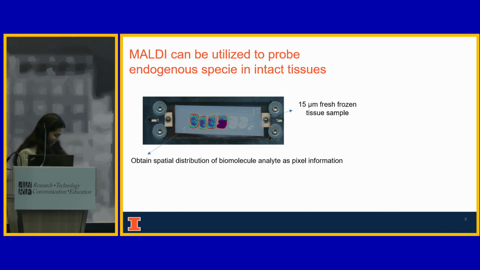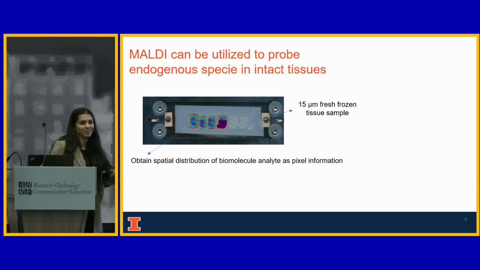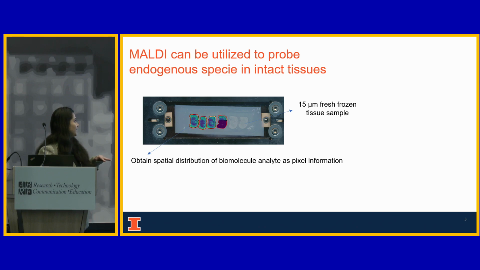Here, what I'm basically showing you guys is the metal plate with a slide adapter. So this is very useful in studying biochemical processes in biology. All you do is you have a thin layer of your fresh frozen sample that is applied to the glass slide, and then you apply the matrix. What's very useful is that you can probe an intact tissue without further sample preparation. And not only that, you can get spatial distribution of the biomolecule analyte as pixel information. So this is where mass spectrometry becomes an imaging technique.